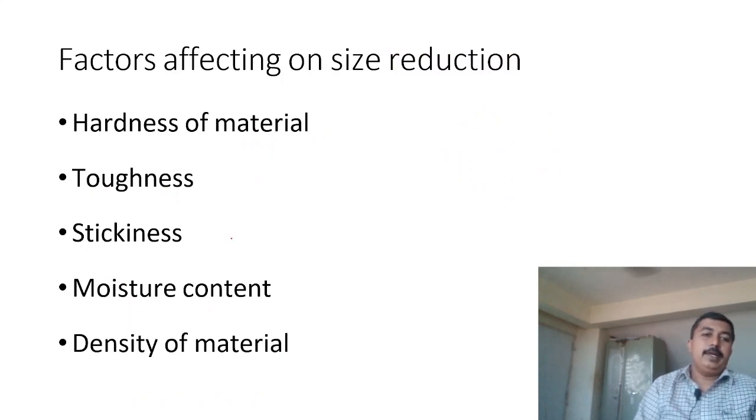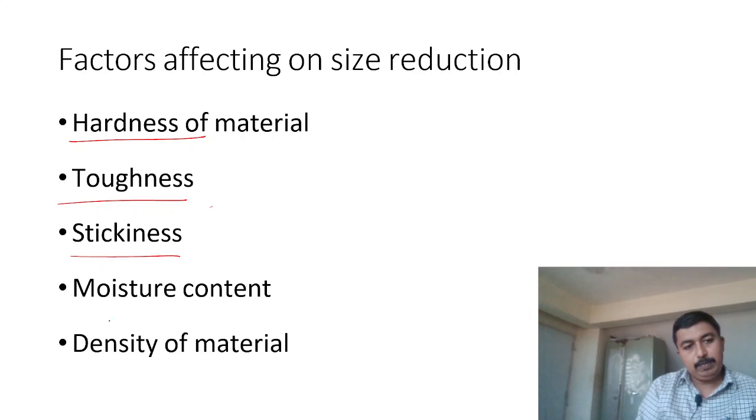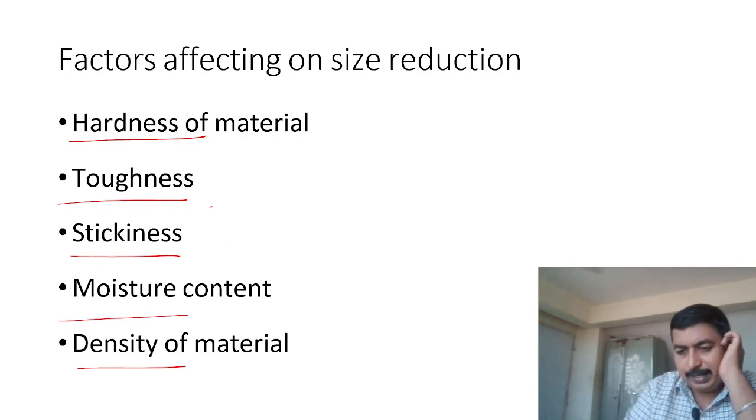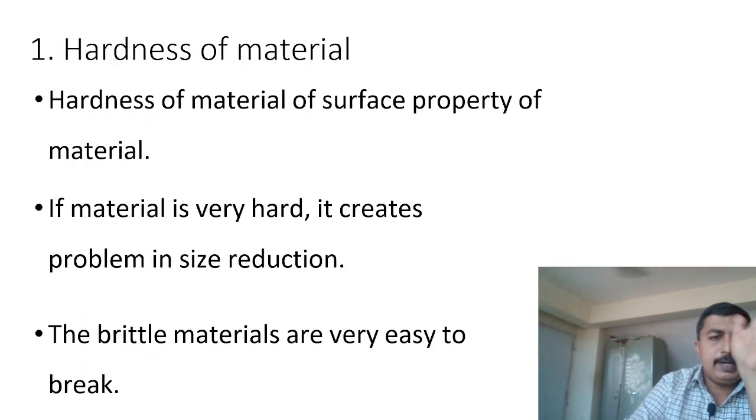Next we come to the factors affecting size reduction. The first factor is hardness of the material, next is toughness, stickiness, moisture content and density. This is very easy. One by one we'll discuss. Based on the name itself, you can understand how each factor affects size reduction.